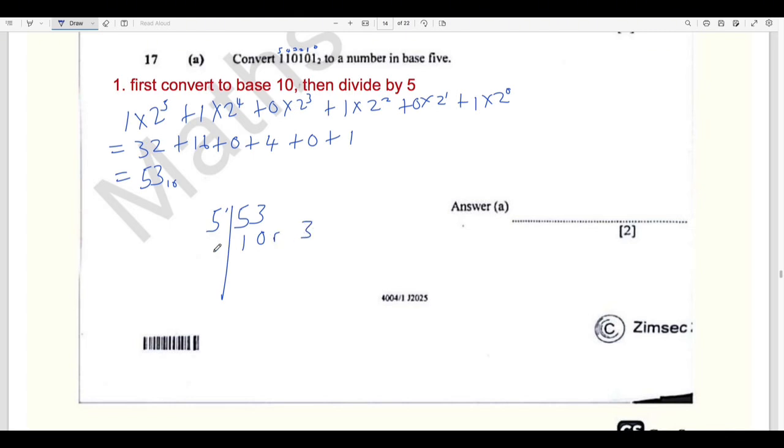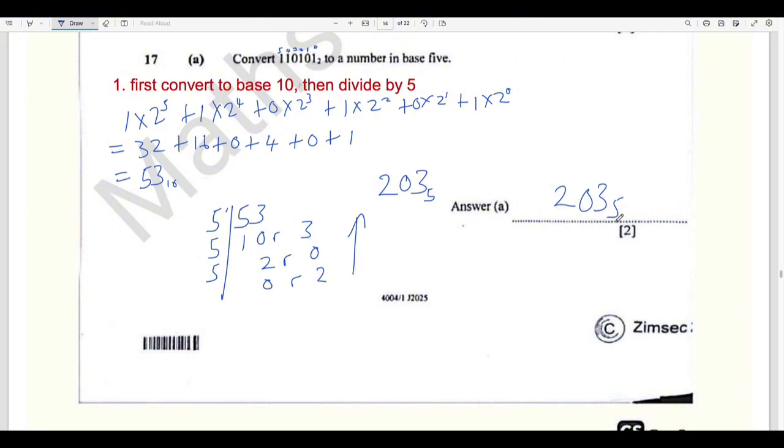We now divide 5 into 53, that's 10, remainder 3. 5 into 10, that's 2, remainder 0. 5 into 2, that's 0, remainder 2. We only stop when we've reached 0, and we record the remainders. When reading the answer, we only take the remainders, reading them from the bottom going up. So our answer would be 203 base 5.